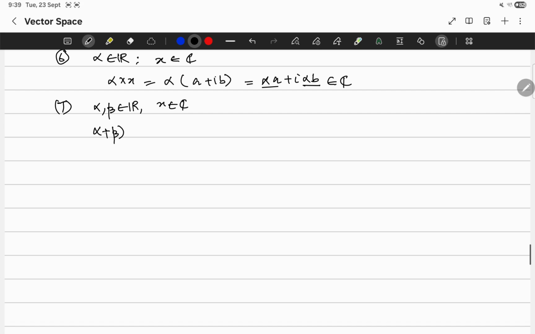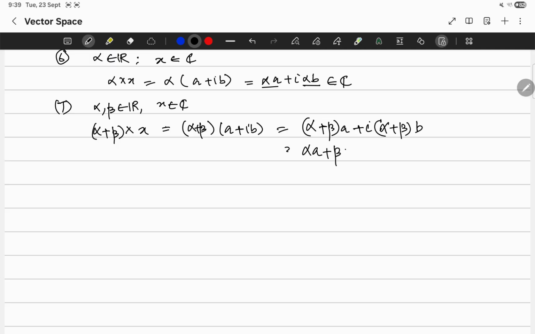Now alpha plus beta, multiply it with this x. So it will be alpha plus beta times A plus iota B, that is alpha A plus beta A plus iota alpha B plus iota beta B. Now take alpha A and iota alpha B, so you will get alpha common, A plus iota B. Now take the other two terms, you will take beta common, you will get A plus iota B. A plus iota B is your x, so it is alpha x plus beta x.